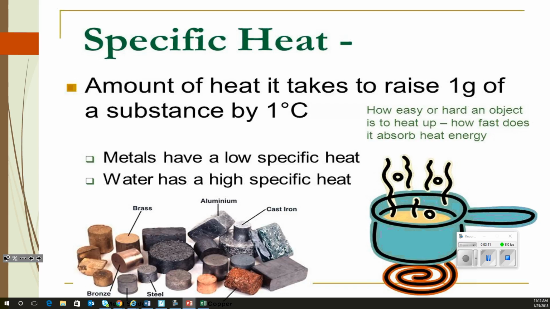What about to lower? To lower 1, that would be how much energy would be lost. It would still be working with heat, yes. We usually talk about raising it because it's easier to measure how much you put in than take out.